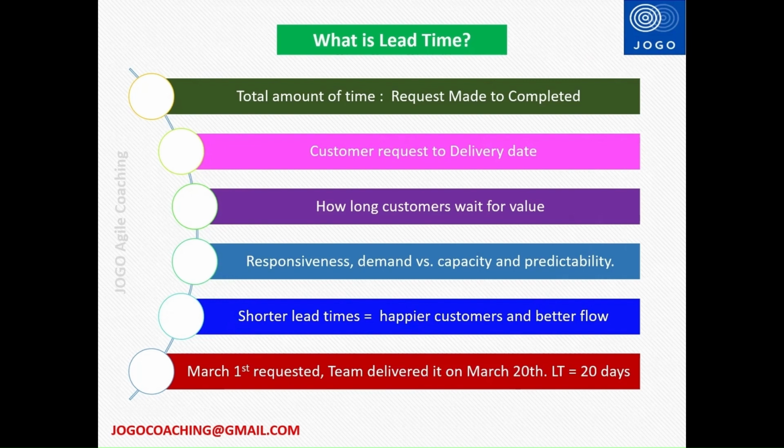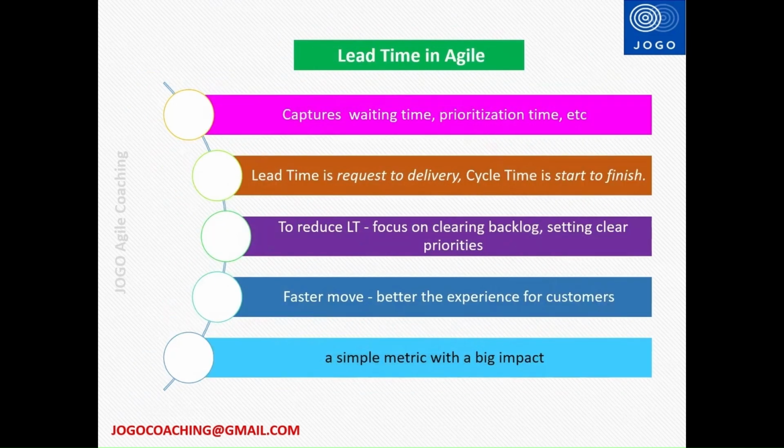Let us say a customer requests a new feature on 1st of March and your team delivers on March 20th. That means the lead time is 20 days. Hope this is clear. This metric captures not just the development time, but also time spent waiting, in prioritization, or sitting in the backlog.